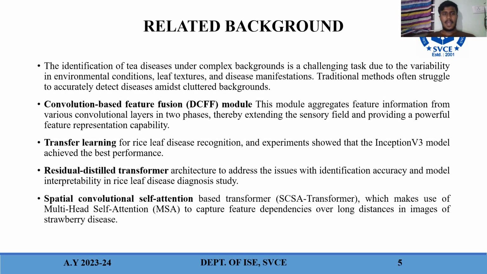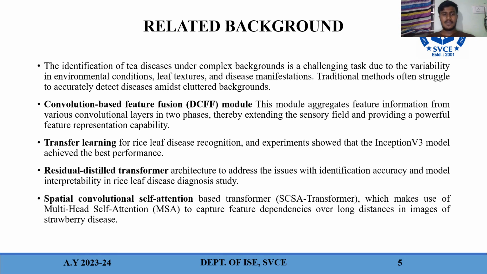So the identification of tea disease under complex backgrounds is a challenging task due to the variability in environmental conditions like leaf textures and disease manifestations. And traditional methods often struggle to accurately detect disease amidst cluttered backgrounds. So, the convolution-based feature fusion model, which is DCFF, aggregates feature information from various convolution layers into phases, thereby extending the sensory field and providing powerful feature representation capabilities.